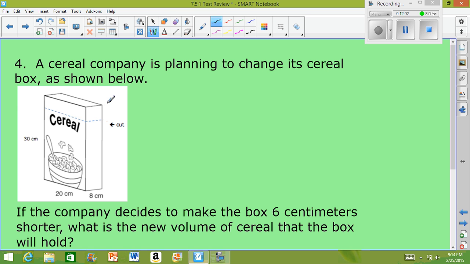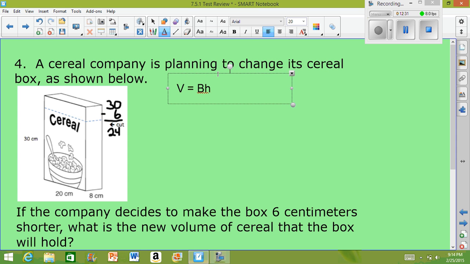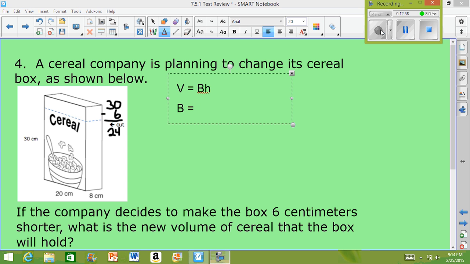So that means our height is not going to be 30 anymore. Our height is going to be 30 minus 6 for a total of 24. So that will be the new height of our box once they chop it off. Remember, in order to find volume, we need our wonderful formula. Volume equals big B times H. Remember, big B in our formula is the area of the base. And our base, since we have a box, is a rectangular prism, so our base is a rectangle.